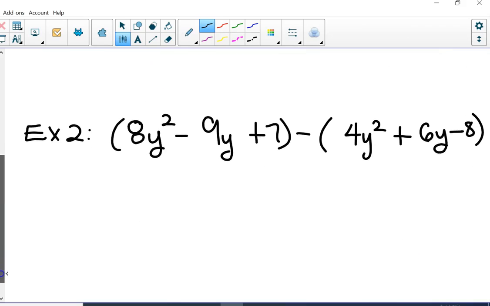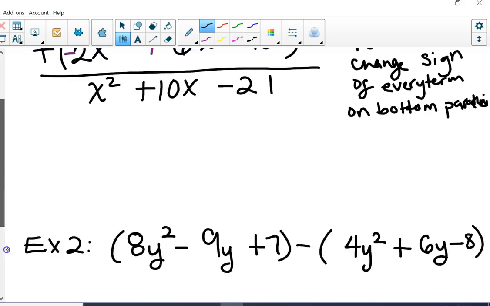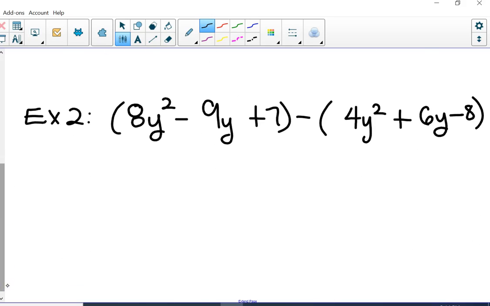Let's go down. Here we have example 2: 8y squared minus 9y plus 7 minus 4y squared plus 6y minus 8. This right here where it's left to right, that's called horizontal. So here we're going to do a horizontal subtraction. What you want to do is keep the first one. You're going to rewrite the first one. Keep it as it is, 8y squared minus 9y plus 7.